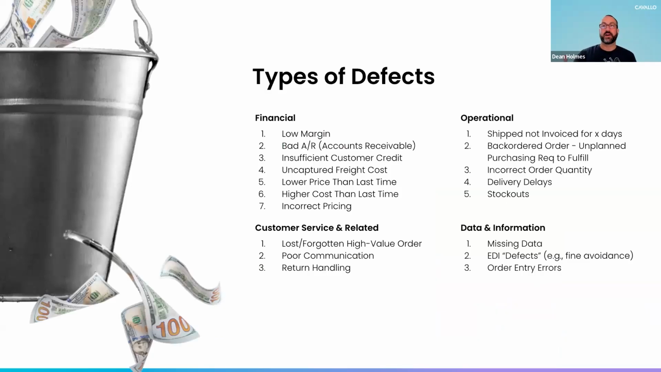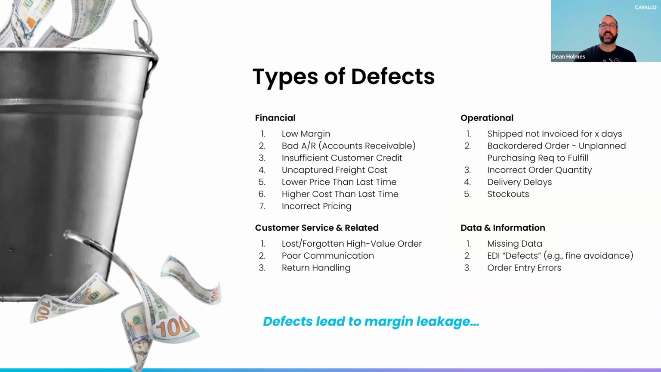There are a lot of things that can cause defects in an order. Today, we're going to focus on the financial defects. These are the type of defects that directly affect your margin of each of your orders. These are things like lower price than last time. Maybe a sales rep discounted the price without your knowledge. Higher cost than last time. Change in your costs for, I don't know, maybe something like a tax that you weren't expecting.